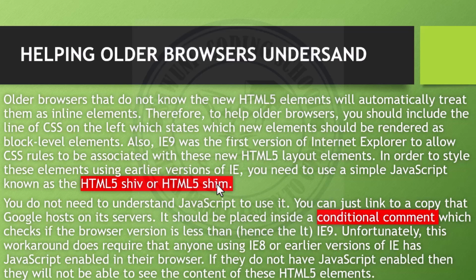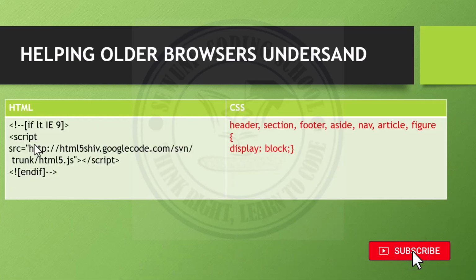Unfortunately, this workaround requires that anyone using IE8 or earlier versions of Internet Explorer has JavaScript enabled in their browser. If they do not have JavaScript enabled, they will not be able to see the HTML5 content. Now this is the HTML5 shiv or the shim we're talking about. You just have to put this in your code and use this CSS rule to explain that it should display all the HTML5 elements as block, and not as inline elements.